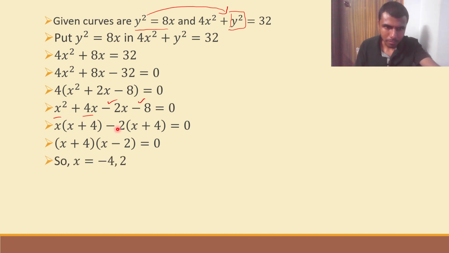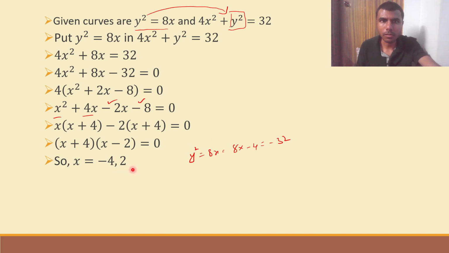So x is minus 4 and 2. For these values of x, we have to find out y. But one thing, when x is minus 4, y square is 8x, so 8 into minus 4, which is minus 32. Can y square be negative? Not possible. So x equal to minus 4 is not a solution. Now only x equal to 2 is possible.